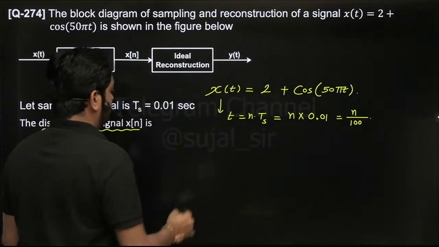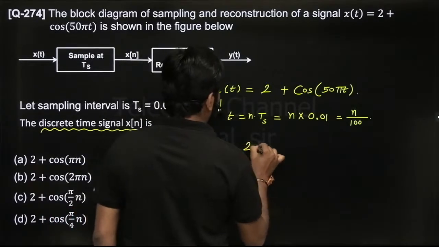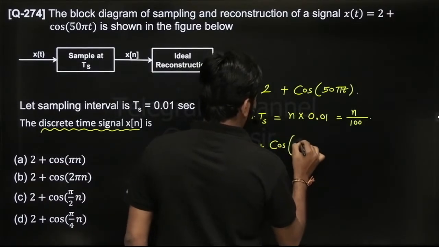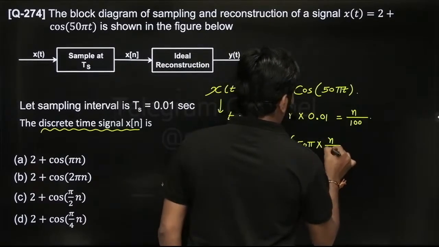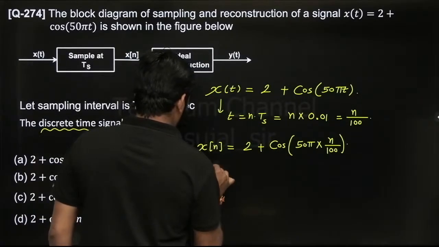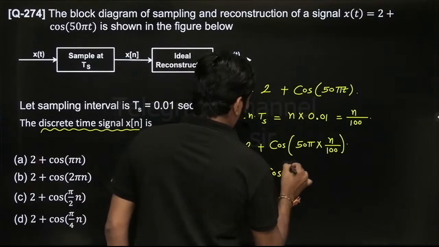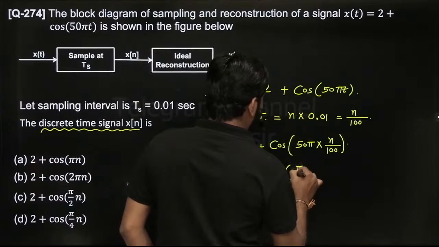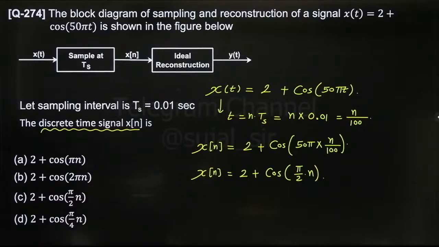Okay, so now the discrete time signal x of n will be 2 cos 50 pi into n upon 100, n by 100. So x of n, the discrete time signal, is nothing but 2 cos pi by 2 into n, guys. Correct? Pi by 2 n. Are you getting this? This is cos pi by 2 n.